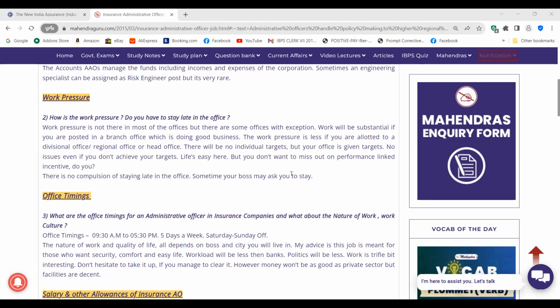Now, please let us study or read. How is the work pressure? Do you have to stay late in the office? Work pressure is not there in most of the offices, but there are some offices with exceptions. Work will be substantial if you are posted in a branch which is doing good business. The work pressure is less if you are allotted to a divisional office, regional office, or head office. There will be no individual targets, but your office is given targets. No issues even if you don't achieve your targets. Life's easy here, but you don't want to miss out on a performance linked incentive, do you? There is no compulsion to stay late in the office. Sometimes your boss may ask you to stay.